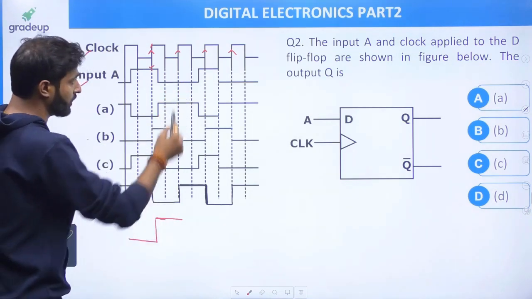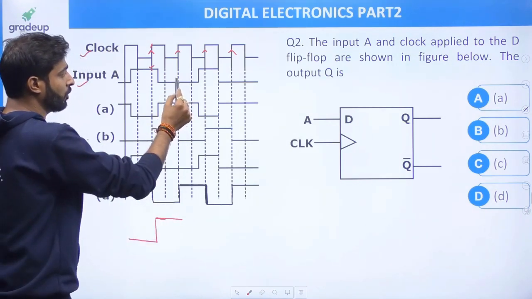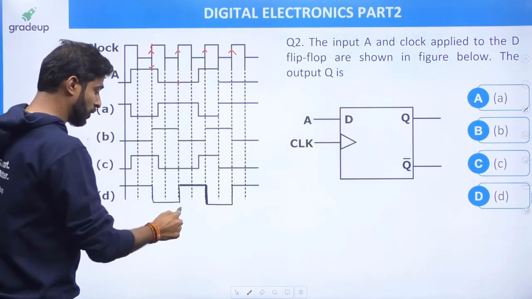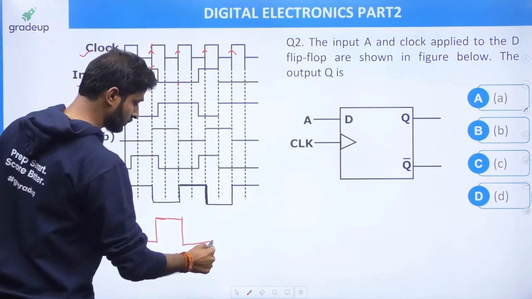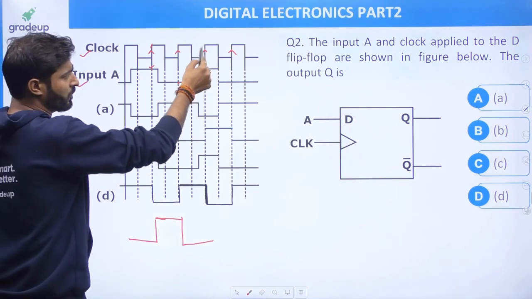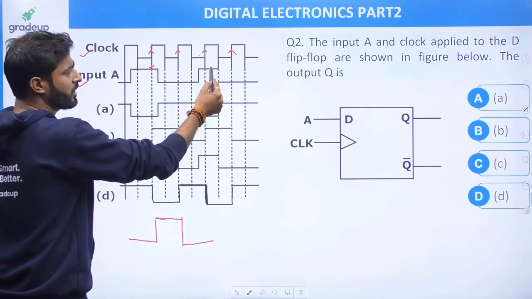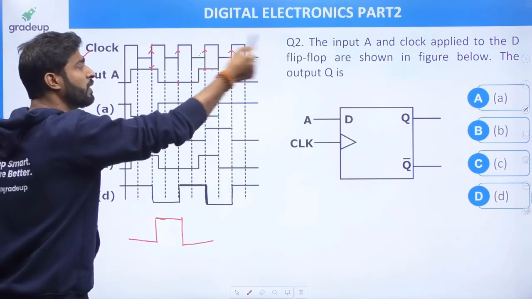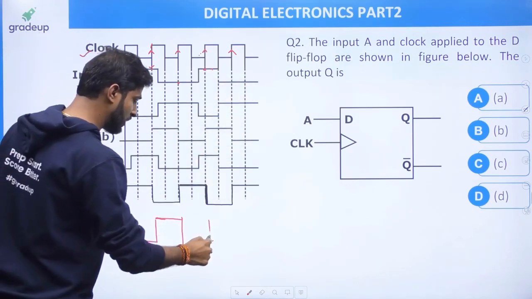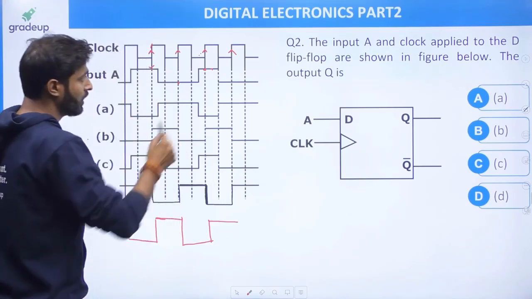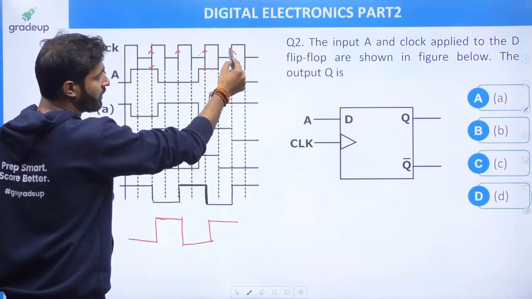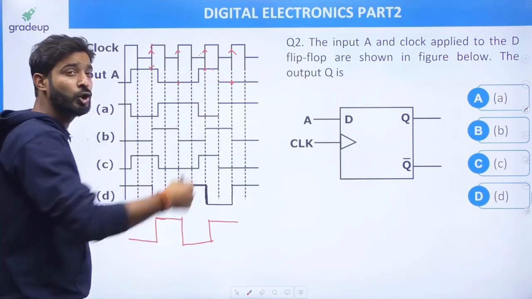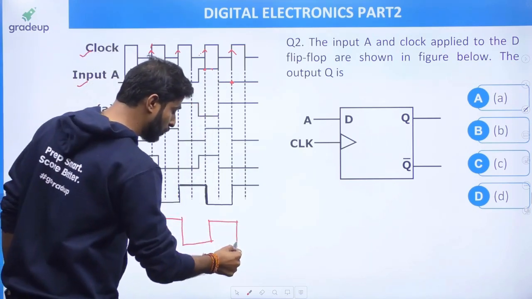Now here the clock is given. What is the input? Sir, the input is 0. So when this clock is given, 0 will be moved to the output. After that, this is the positive edge. What is the data? Data is 1, so at this edge 1 will be moved to the output. After that, at the rising edge, the data is 0, so at this instant 0 is transferred to the output.